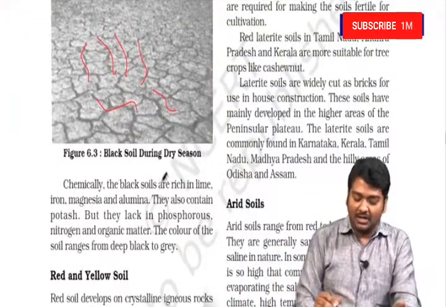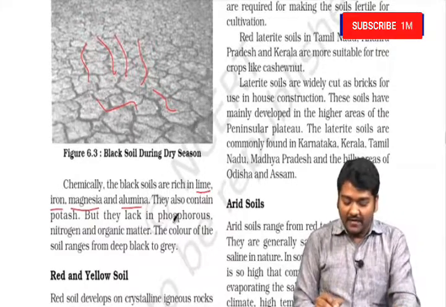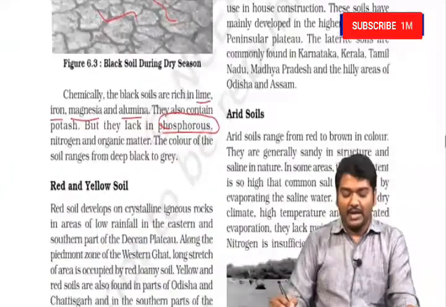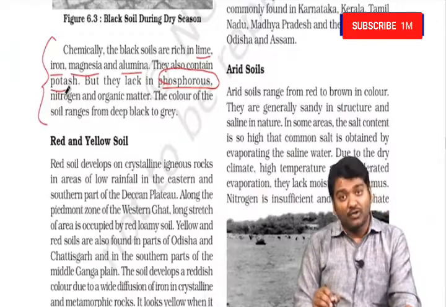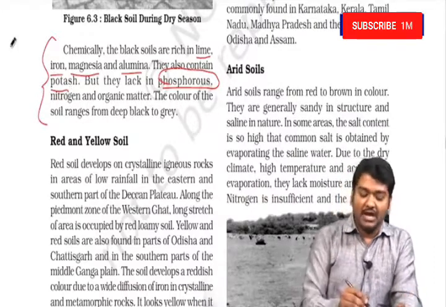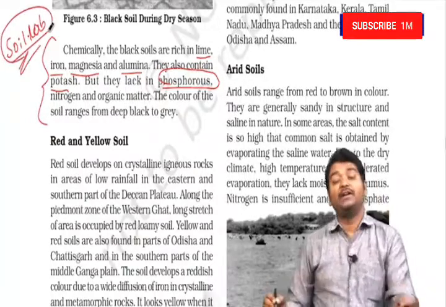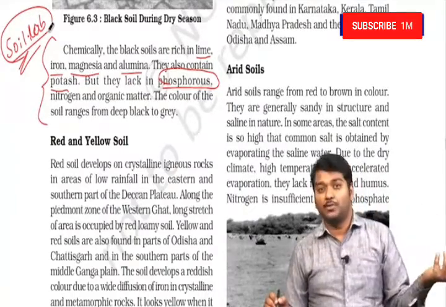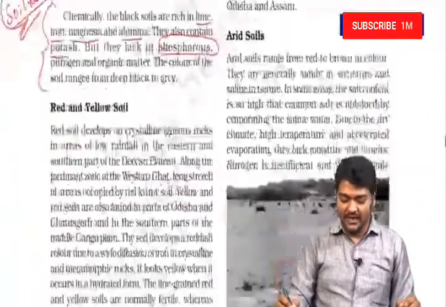Black soils are rich in lime, iron, magnesia and alumina, but they lack phosphorus. You have seen alluvial soil has phosphorus, but it lacks potash, and this has all other things but does not contain phosphorus. See guys, today we are actually talking about soil testing or soil labs across the country. At this point, at least you should have some basic common sense that in black soil, phosphorus will not be there. You will not have phosphorus in black soil also, right? This is very, very important.